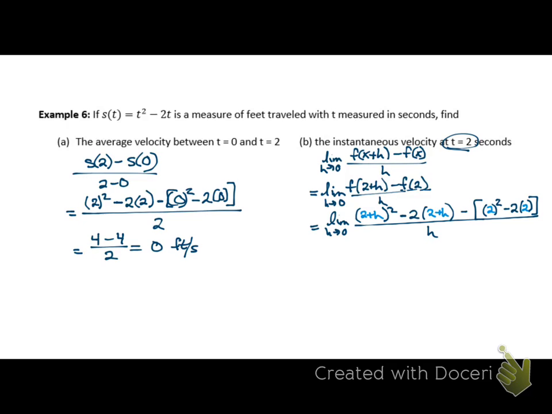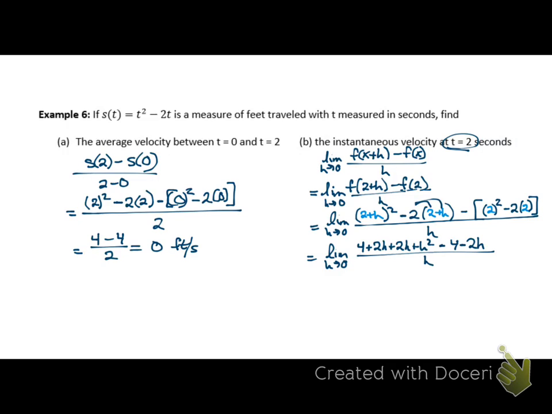Now we'll do some multiplying and simplifying. So 2 plus h squared is the same thing as multiplying 2 plus h times 2 plus h, so we have to use double distribution. So we have the limit as h approaches 0 of 4 plus 2h plus 2h plus h squared. Then we distribute this 2, so we get minus 4 minus 2h, and then 2 squared minus 2 times 2 is 0, so we don't have to worry about that. And that is all over h.